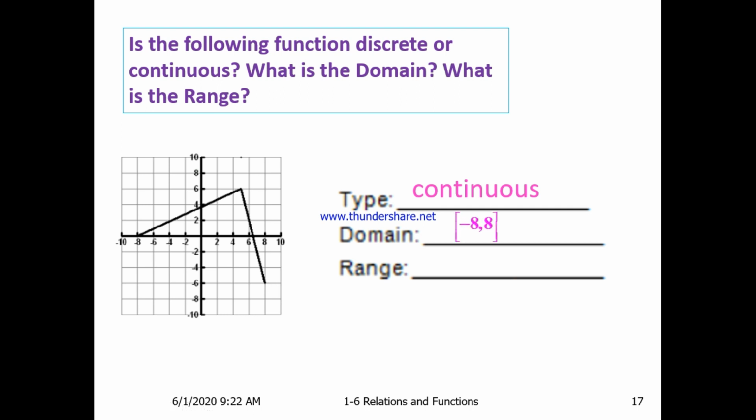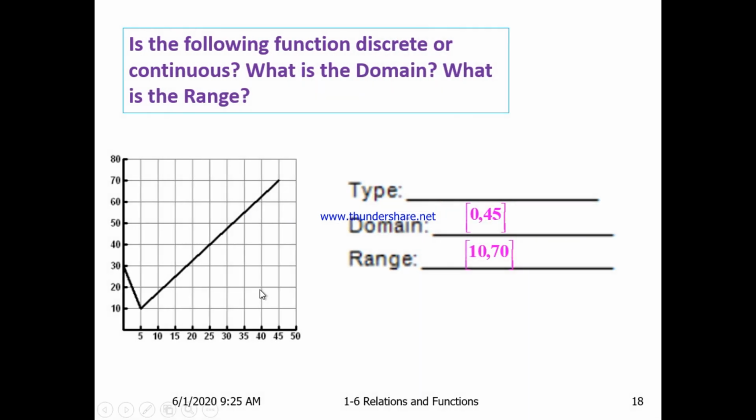While the range, it starts from negative 6 to positive 6. So if you are going to identify the domain, you start from left to right, while the range you start from bottom up. Okay, so the domain is from negative 8 to positive 8, while the range is negative 6 to positive 6.